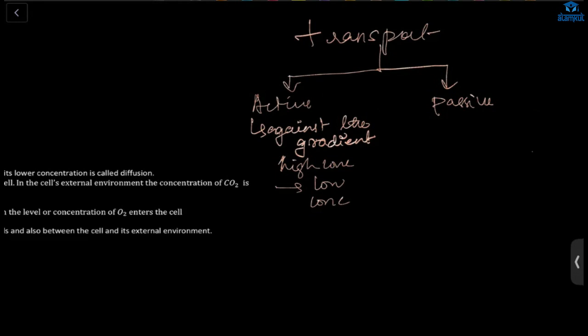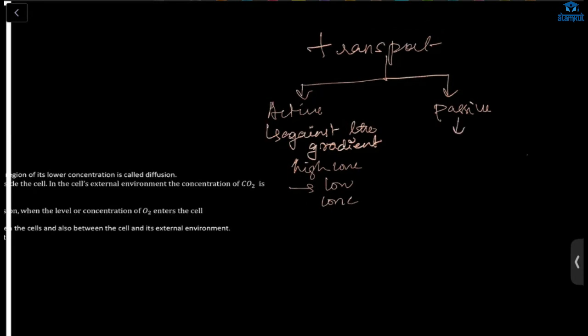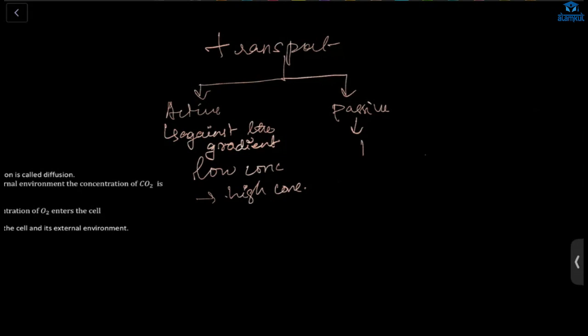And in passive transport, we move along the concentration gradient. Wait, what have I written? From high concentration of the solute particles to a low concentration of the solute particles. We are talking about water, so if it's water, then it would be from low concentration to high concentration. And in the passive, it is high concentration to low concentration.